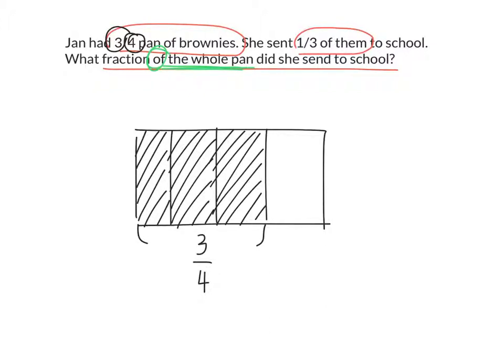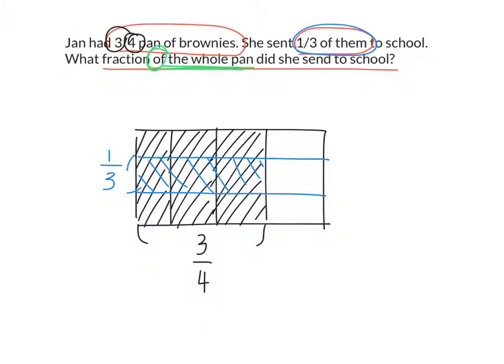She's not sending all 3/4 to school, however, Sawyer. What fraction of that is she sending to school? 1/3. So we have to divide these 3/4 into 3 equal-sized pieces. And I have to shade in how many of them? 1. We always shade the bottom one, but do we have to? Could I shade in this third? Yeah. I can label that that's 1/3.